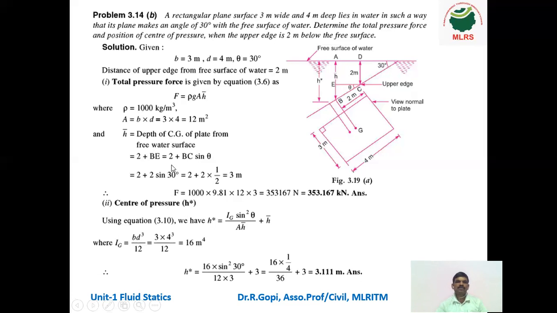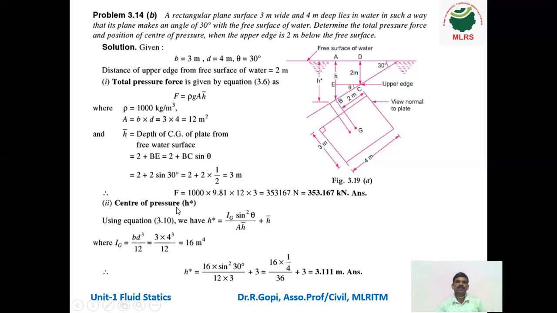Now apply all the data in this equation, rho g A into h bar. So 1000 into 9.81 into 12 into 3. We get the answer 353,167 Newton, that means 353.167 kilonewton. It is in Newton, divided by 1000 we get the answer in kilonewton.